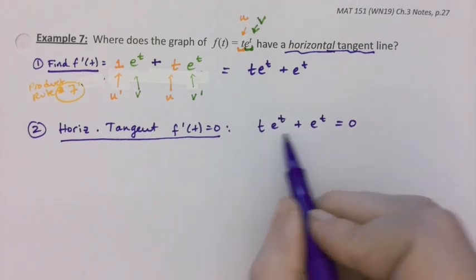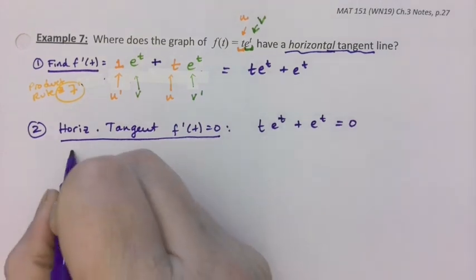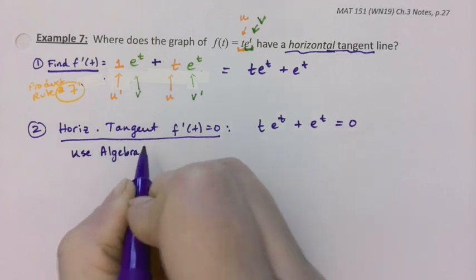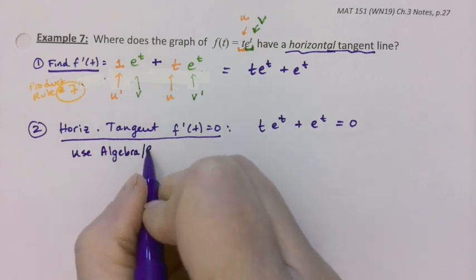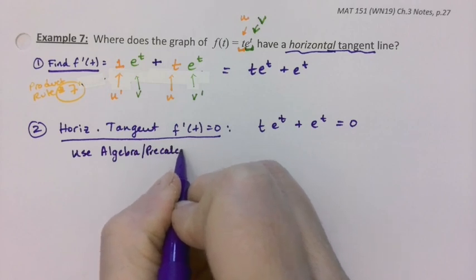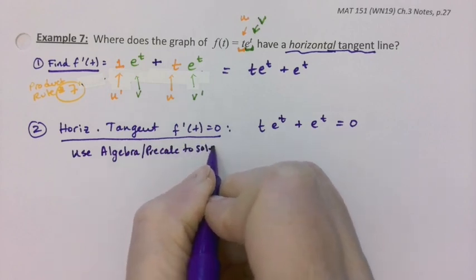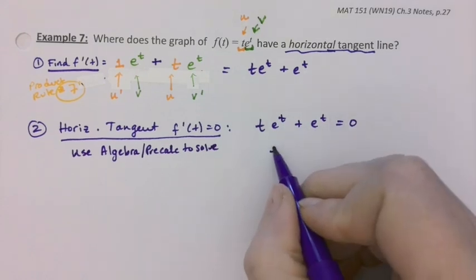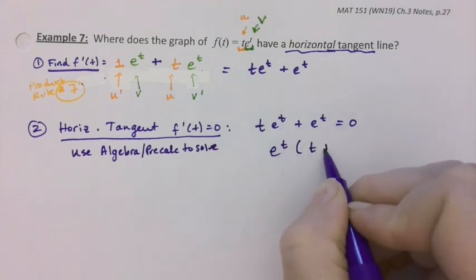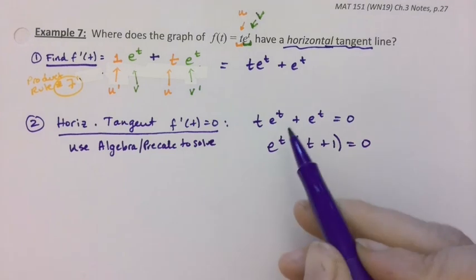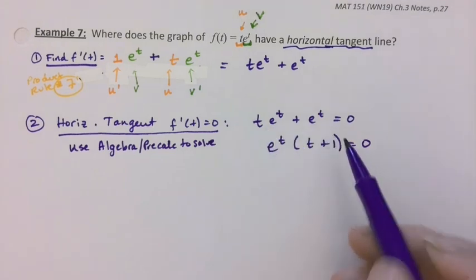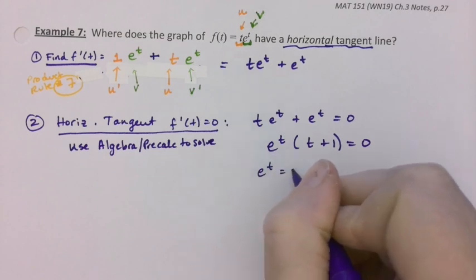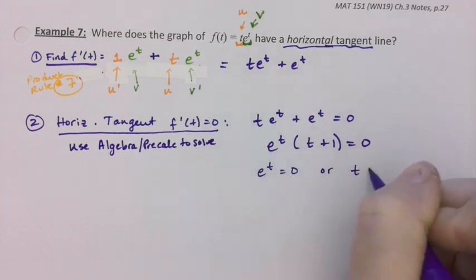Okay, so now I need to use algebra, right? And use algebra to solve, right? Use all the tricks that you know from pre-calculus. All right, well, if I look at these things, this is e to the t times t plus 1 equals 0. I factored e to the t out. Okay, well, two things multiplied to 0 means either this is 0 or t plus 1 is 0.